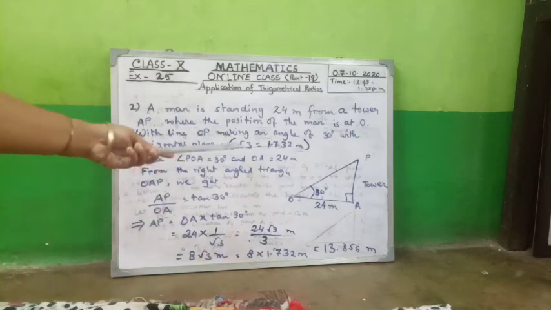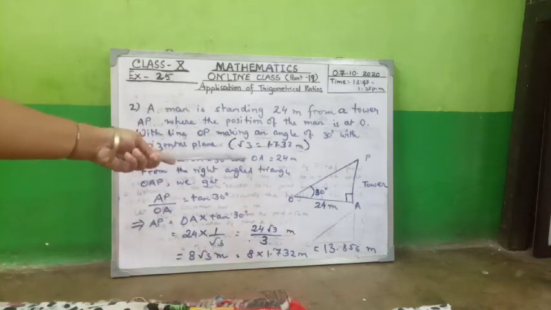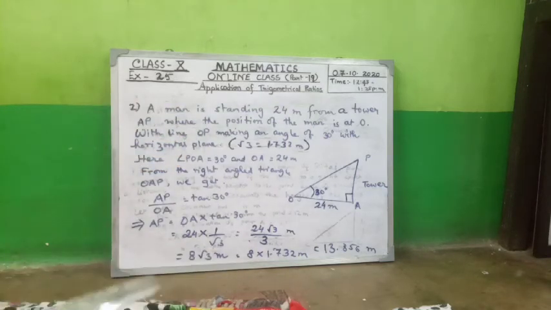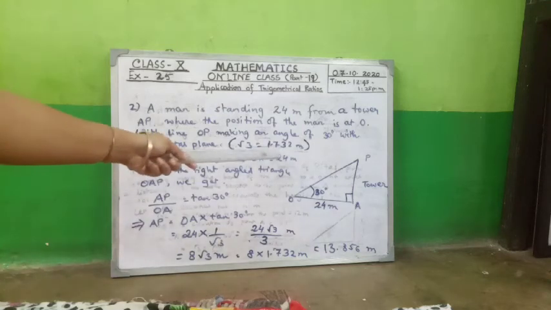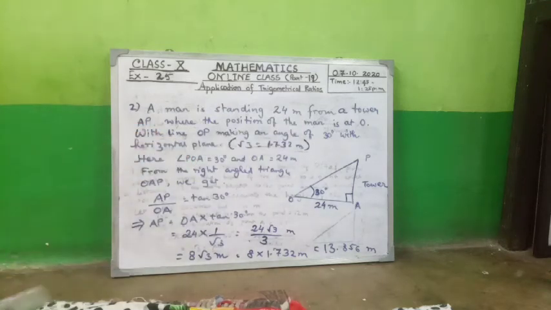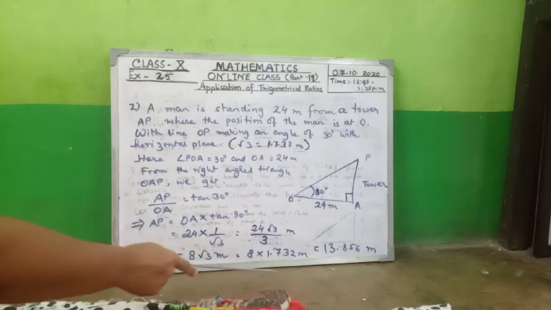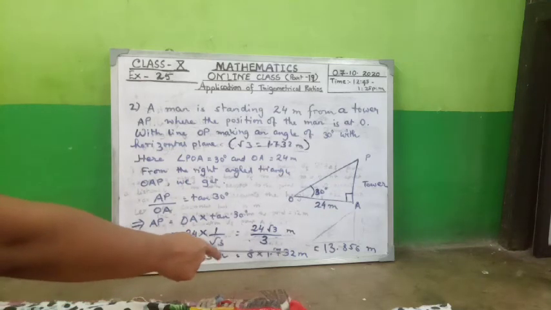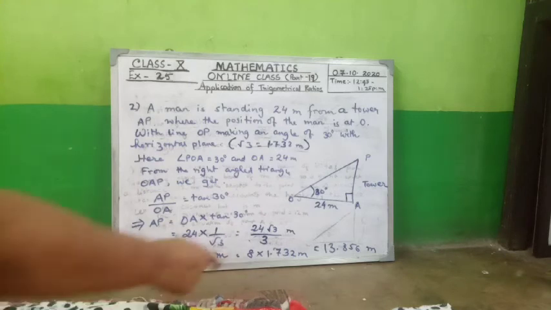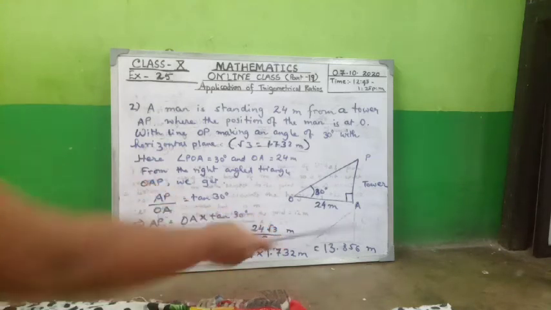Now in some sums you will be given the value of root 3. What is the value of root 3? 1.732 meters. So what you will do, instead of writing root 3, you will multiply 8 into 1.732. That comes to 13.856 meter.